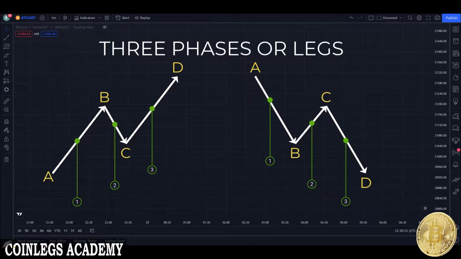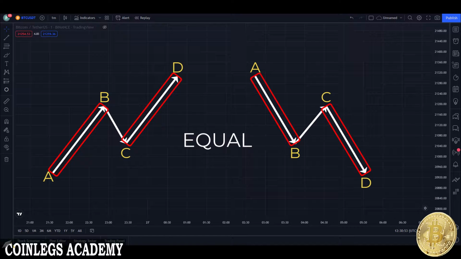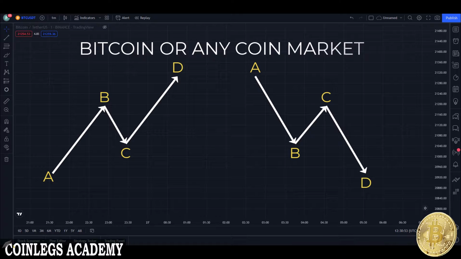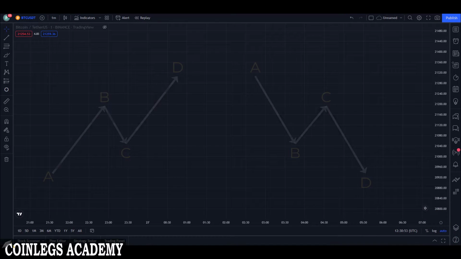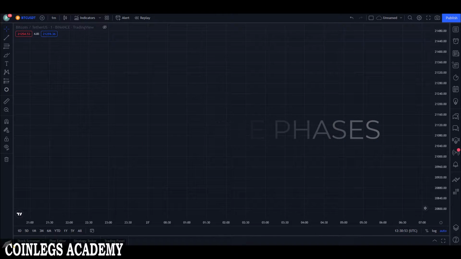The ABCD pattern consists of three phases or legs, with two equal legs labeled AB and CD. Together they form a zigzag shape. It can be used in Bitcoin or any coin market on any time frame. Now let's examine the ABCD pattern phases for your better understanding.